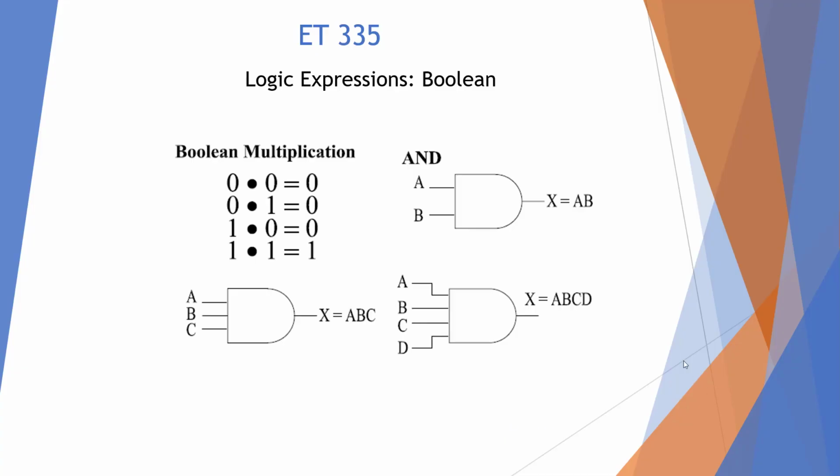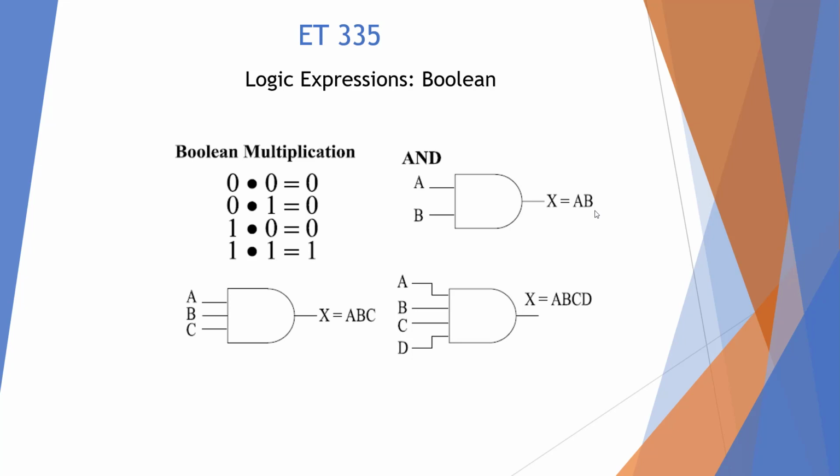Here we have the Boolean logic expressions for an AND gate. AND gates are represented by multiplication. If we go through the multiplication, we're going to get our truth table. So here's our AND gate, and we have A and B inputs. So we're going to have X as the output equals A times B.